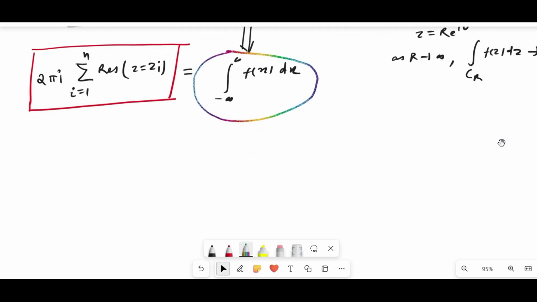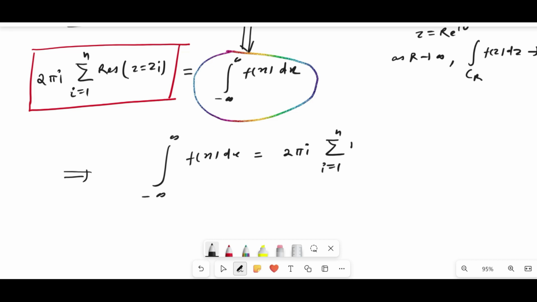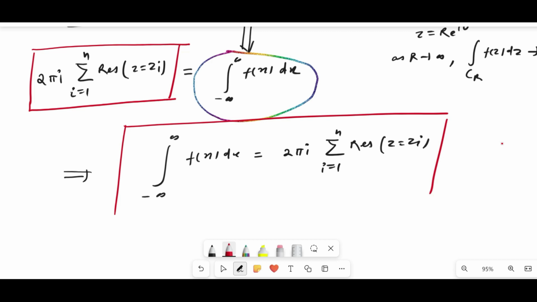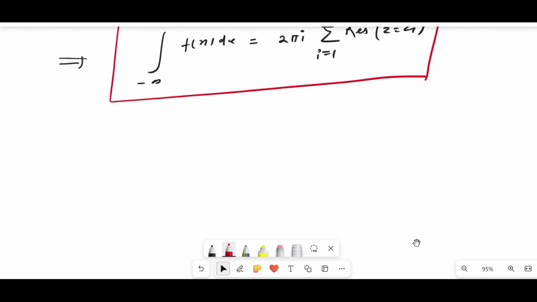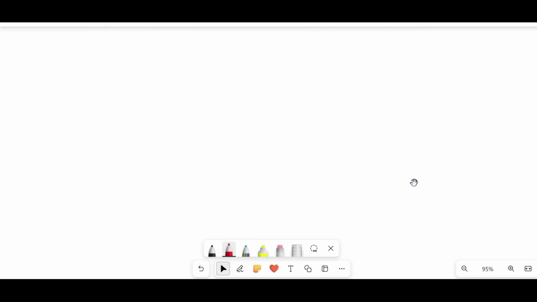So finally we can say that the value of the integral from negative infinity to infinity of f of x dx will be equal to 2 pi i times the summation, i varying from 1 to n, of the residue at z equal to zi, and this is our required final answer. So by using this concept, we will solve the following problem. Let us consider the first problem.